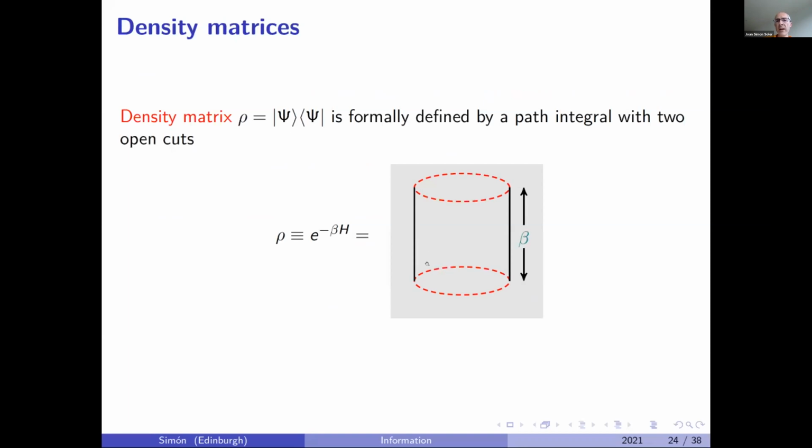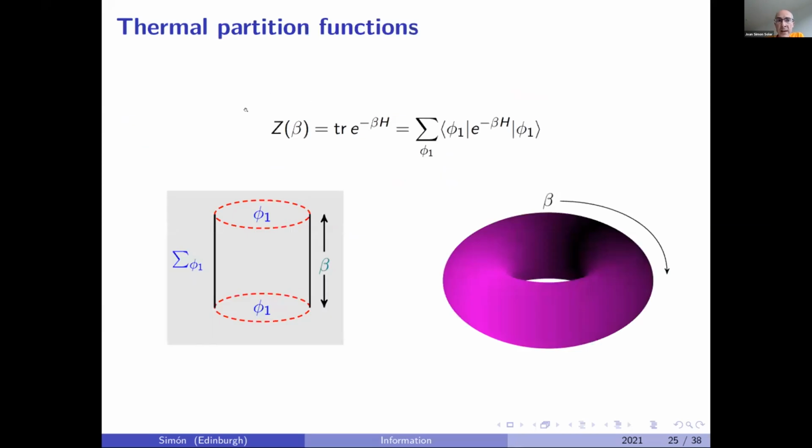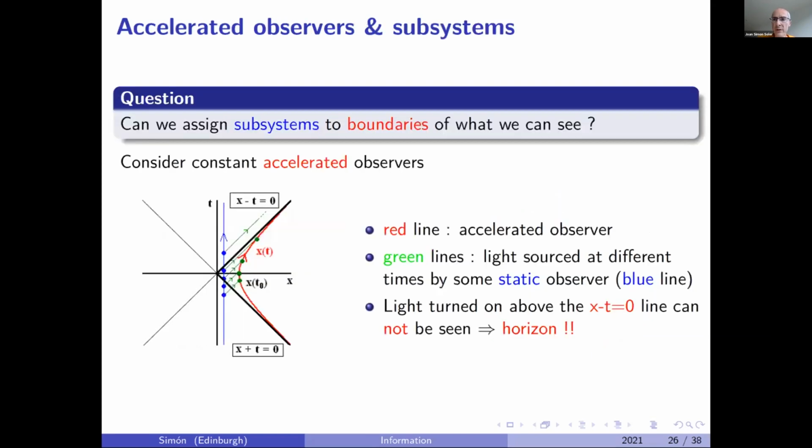In this case, I have a cat in the initial state and a cat in the final state, and that defines my density matrix formally. And the thermal partition function is taking the trace of the evolution operator. Taking the trace means, in this language, summing over all configurations. But summing over all configurations is taking the cylinder and gluing them. So the end result is the torus that basically appears in all discussions in this topic.